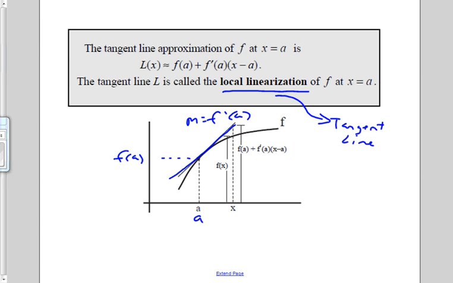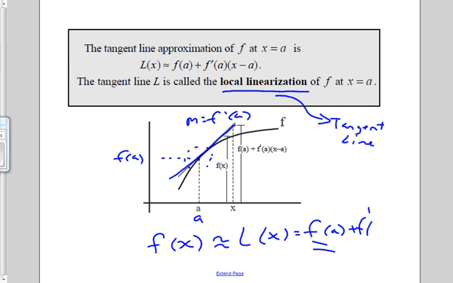And what it's saying is that for values close to A, my function can roughly be described by this line, L of x, which is f of A, and this is my y value, plus f prime of A, my slope, times x minus A, my x1. Same thing, where this is x1 and y1.